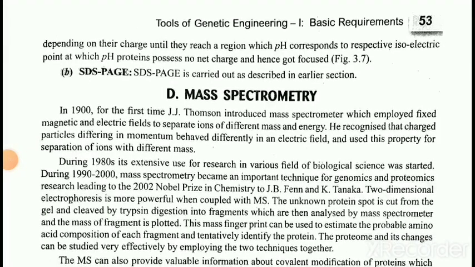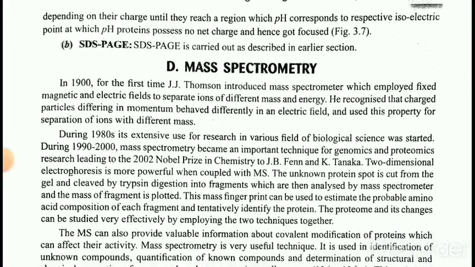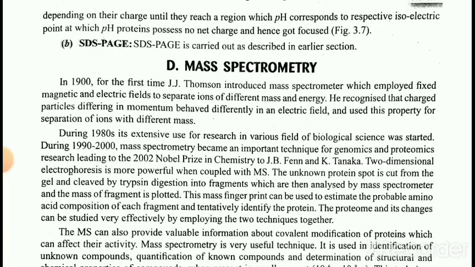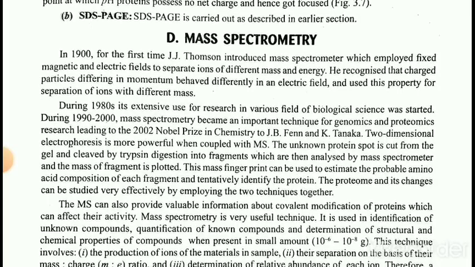Mass spectrometry. In 1900, for the first time, J. Thomson introduced the mass spectrometer, which employed fixed magnetic and electric fields to separate ions of different mass and energy. He recognized that charged particles differing in momentum behaved differently in an electric field, and used this property for separation of ions with different mass.